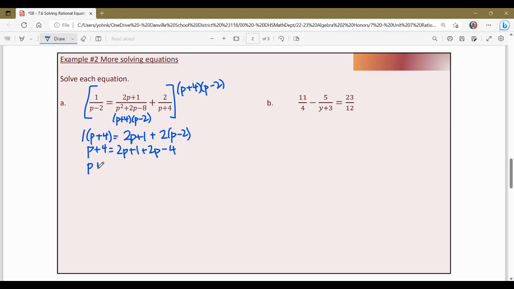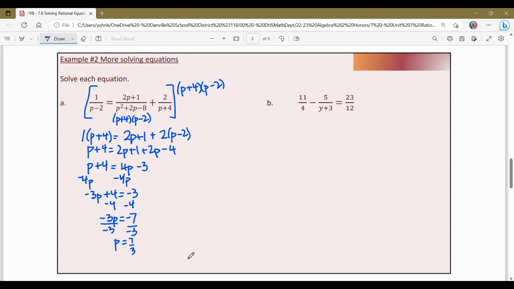So left side is p plus 4 equals 4p minus 3. That's minus 4p, minus 4p. Negative 3p plus 4 equals negative 3. Okay, minus 4 to both sides. Negative 3p equals negative 7. Divide by negative 3. p equals 7/3.